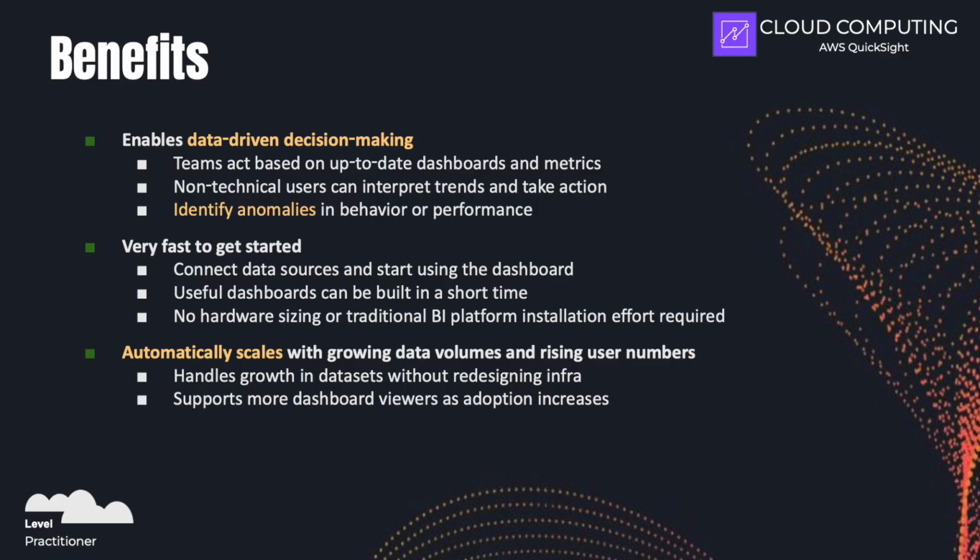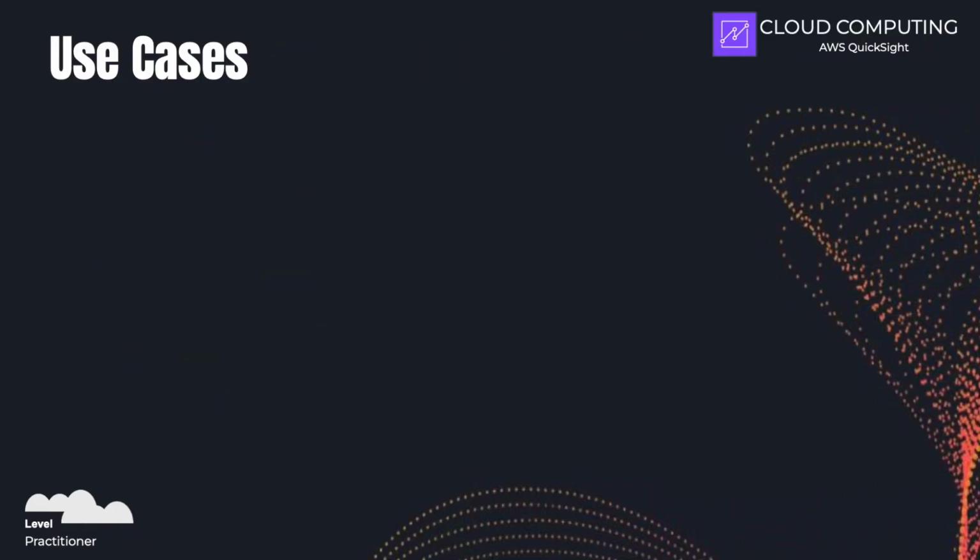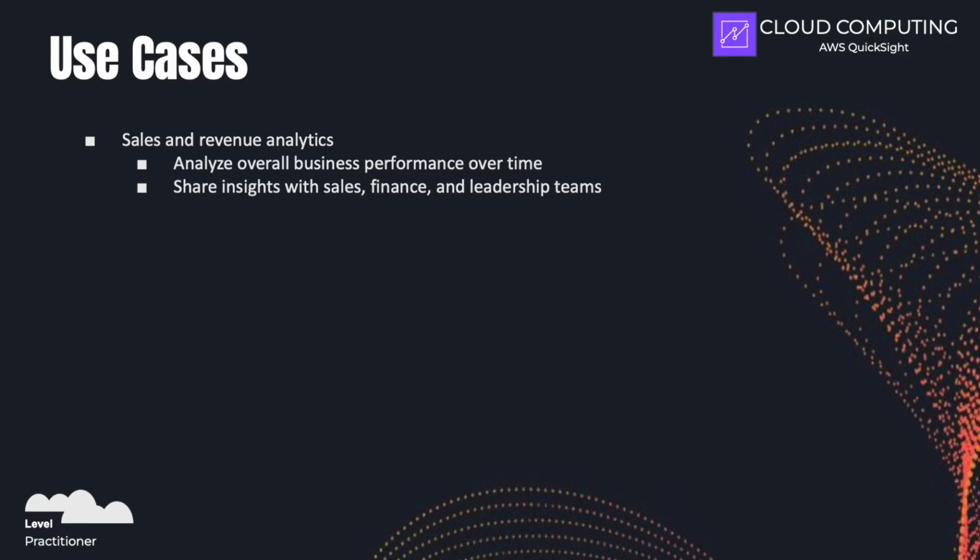Let's quickly walk through a few simple examples, very common use cases where QuickSight fits nicely. One example is sales and revenue analysis. You can track how much you're selling over time, which products are performing best, and how different regions compare. A QuickSight dashboard might show total monthly revenue, top selling items, which locations are buying which product categories, and many more things.